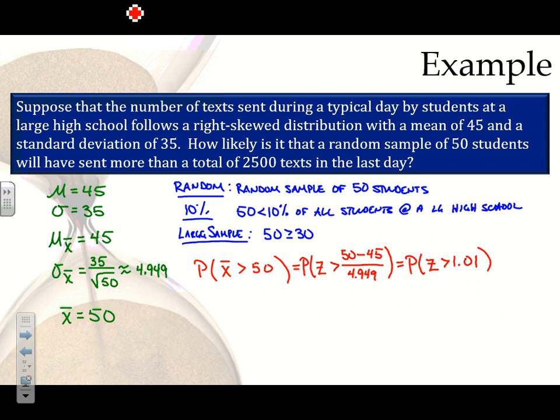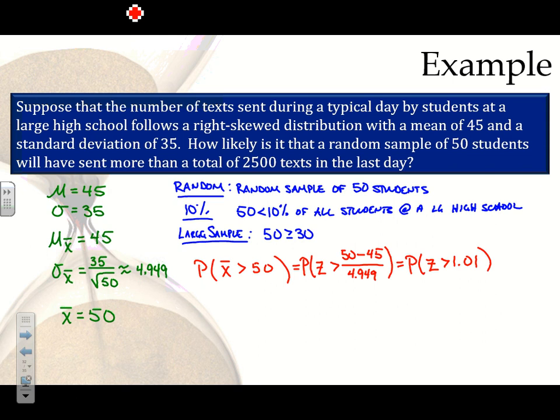So then at this point, you would either look up 1.01 on your table, or you would plug into your normal CDF function on your calculator, and then find your proportion accordingly. Now, if you were looking up on the table, when you get the proportion from the table, what would you have to remember to do? Subtract from 1. This is a greater than. We have to subtract from 1 from the table.